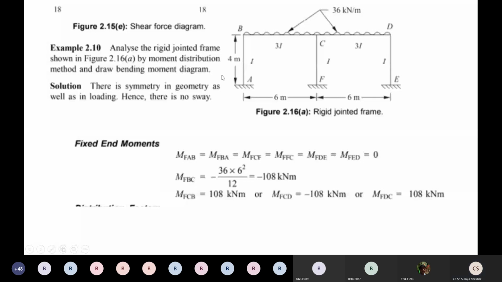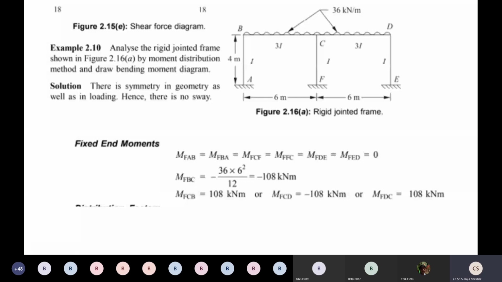So we have members AB, BC, CD, DE, and CF. These are the members. Length of vertical members is 4 meters. Length of horizontal members is 6 meters. And this is symmetrical loading, symmetrical in geometry. For the vertical members, moment of inertia is I. For horizontal members, moment of inertia is 3I. So this is a symmetrically loaded frame.